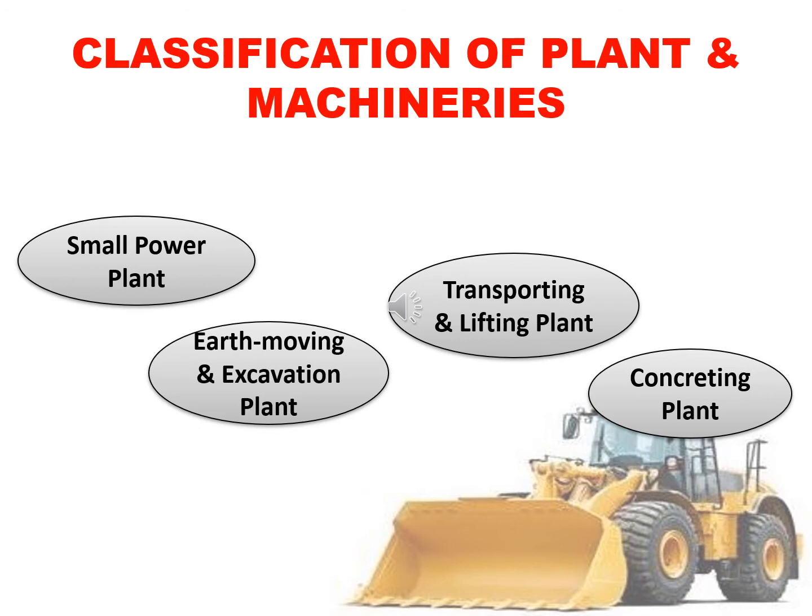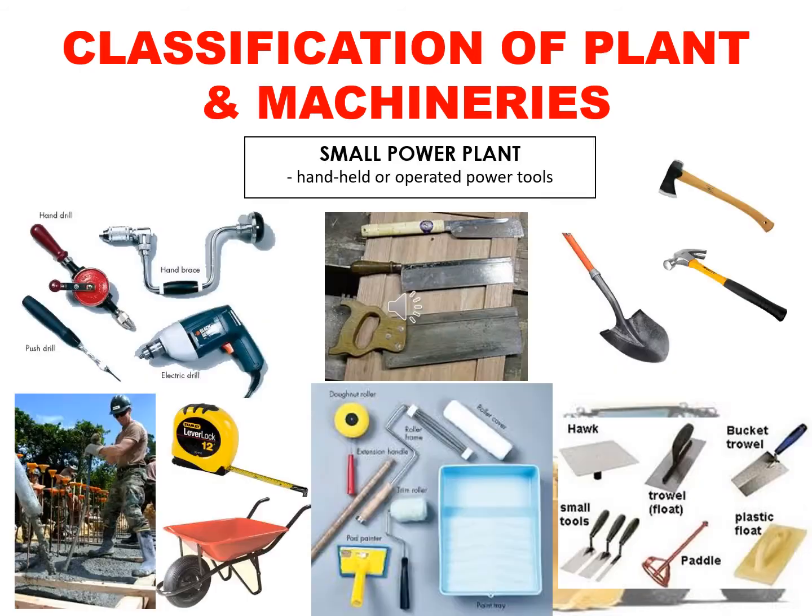There are 4 categories of plant and machineries: small power plant, earth moving and excavation plant, transporting and lifting plant, and lastly concreting plant. Small power plant is handheld or operated power tools. These are the example photos for small power plant, such as hand drill, hand brace, electric drill, push drill, hawk, bucket thrower, plastic float, paddle.